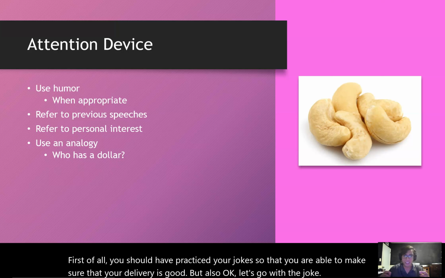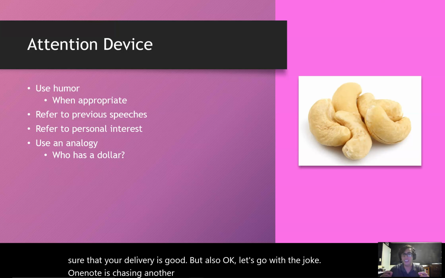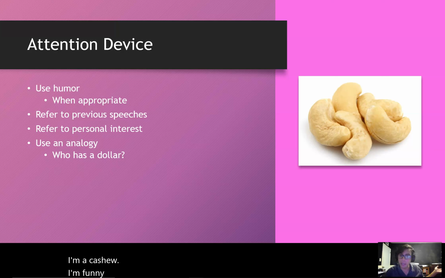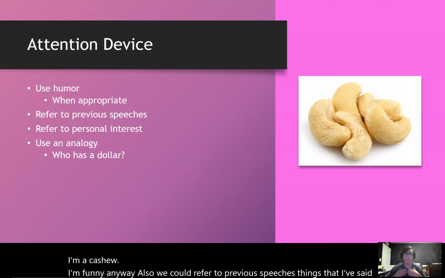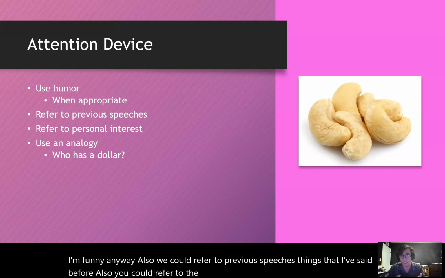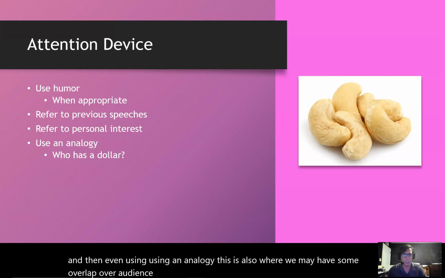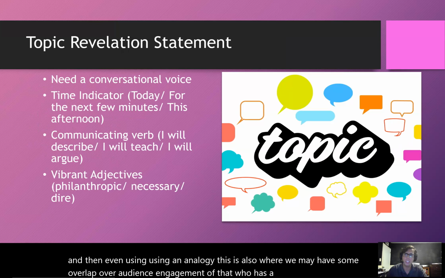One nut is chasing another nut, and one turns to the other and says, I'm a cashew. I'm funny. Anyway, also we could refer to previous speeches, things that I've said before. Also, you could refer to your personal interest in this topic, and then even using an analogy. This is also where we may have some overlap over audience engagement of that who has a dollar story that could act as an analogy.